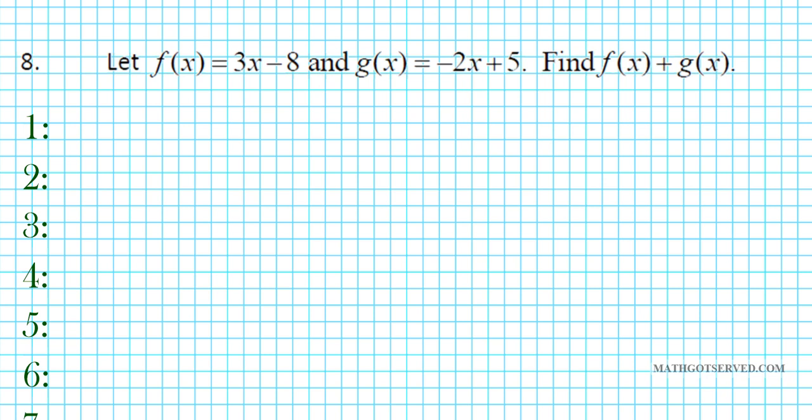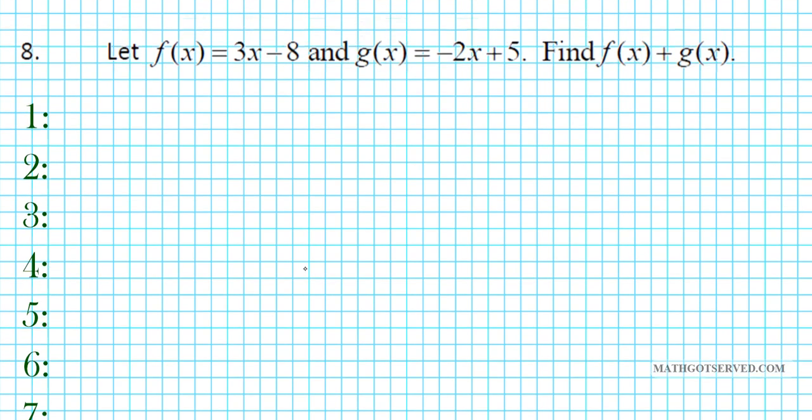All right, let's take a look at problem 8. It reads, let f of x equal 3x minus 8 and g of x equal negative 2x plus 5. Find f of x plus g of x. This is a simple addition problem. We're simply adding these two functions, f of x and g of x. So we write down f of x, which is 3x minus 8, and combine it with g of x, negative 2x plus 5.